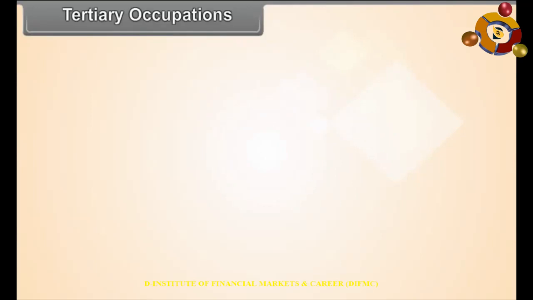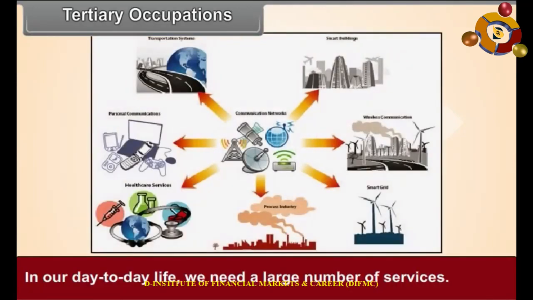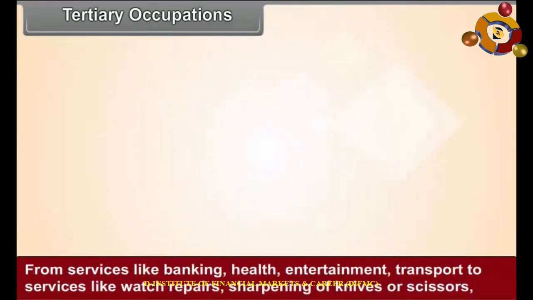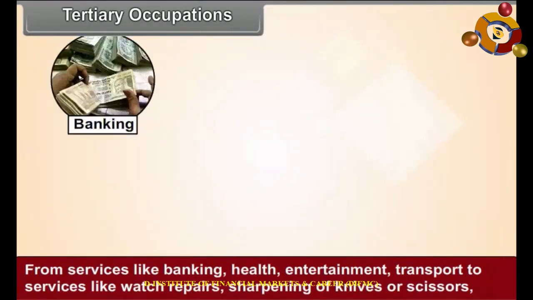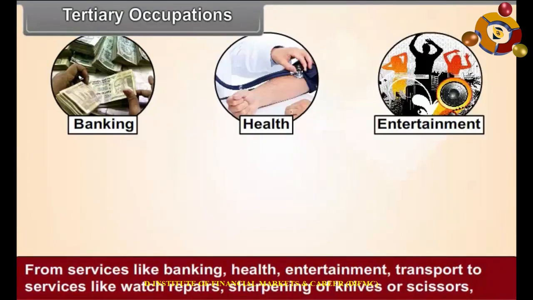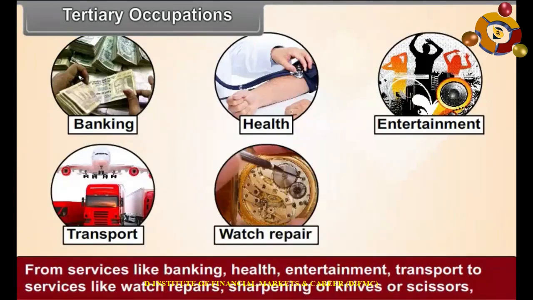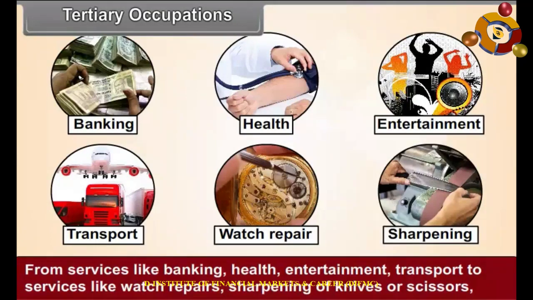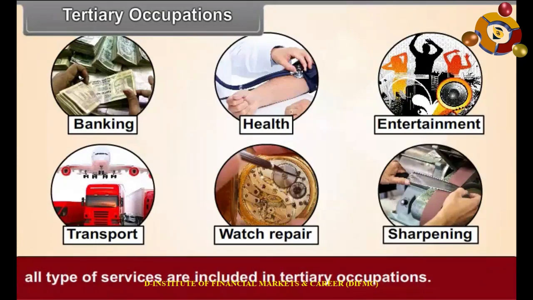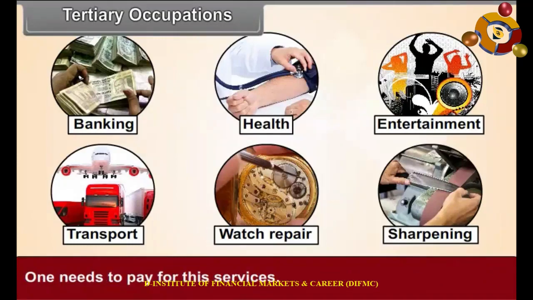Tertiary occupations. In our day-to-day life, we need a large number of services. From services like banking, health, entertainment, transport, to services like watch repairs, sharpening of knives or scissors, all types of services are included in tertiary occupations. One needs to pay for these services.